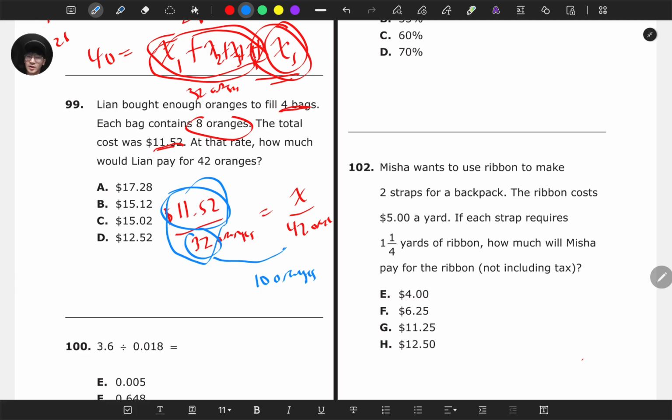Okay, so let's try that. It's a nice trick. Here I have to find out the cost of one orange. So 11.52 divided by 32, like this. All right, and then put the decimal here. 32 goes into 115. Let's see, 32 times 3, that's 96.